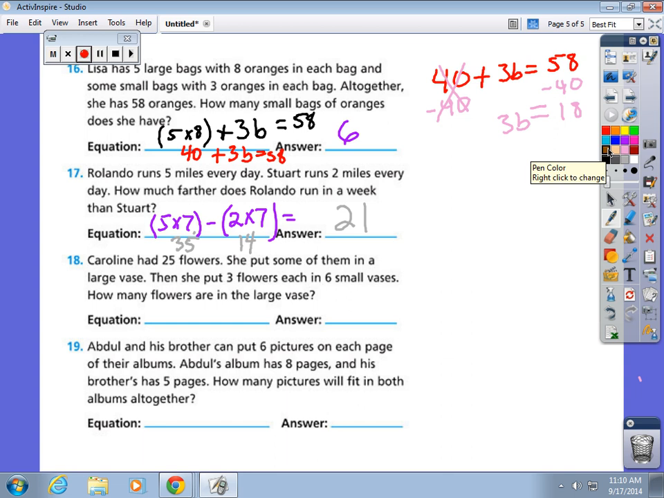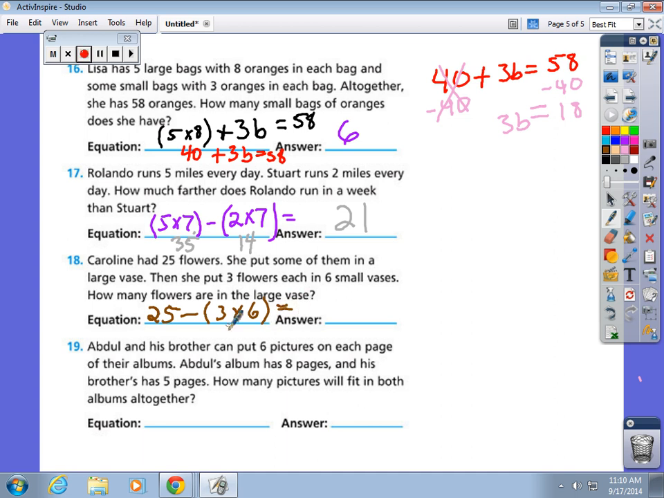Caroline had 25 flowers. She put some of them into a large vase. She then put 3 flowers in 6 small vases. How many flowers are in the large vase? Well, she had 25 flowers. So we'll start with 25. We're going to take away the ones she put in the small vases. And so we're going to take away our 3 flowers times 6 vases. And we'll come up with our answer.